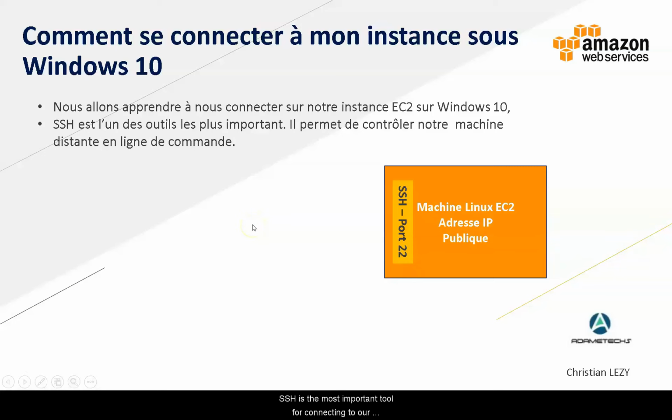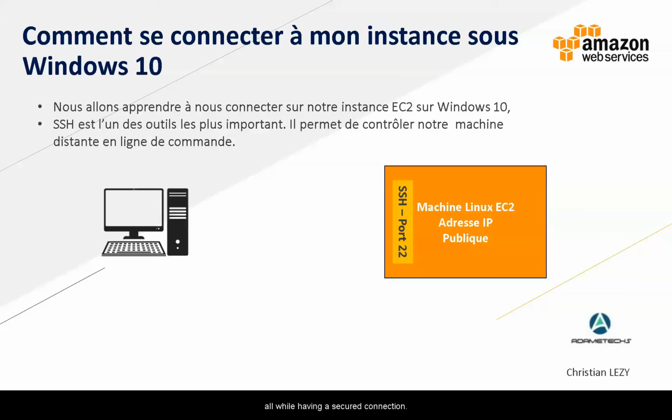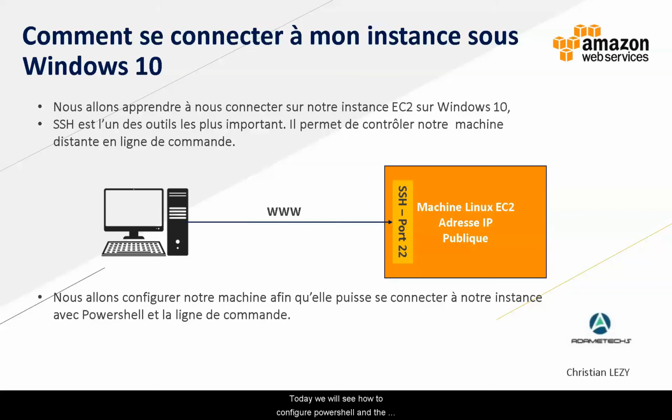SSH is the most important tool for connecting to our machine, as it allows us to take control remotely and execute commands, all while having a secure connection. We connect through SSH from our PC and we contact our machine by using the internet. Today we'll see how to configure PowerShell and the command line to connect to our EC2 machine.